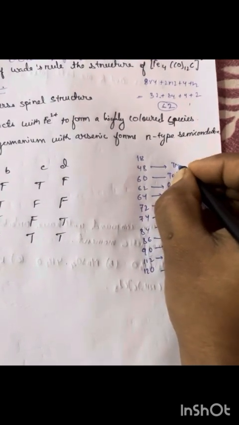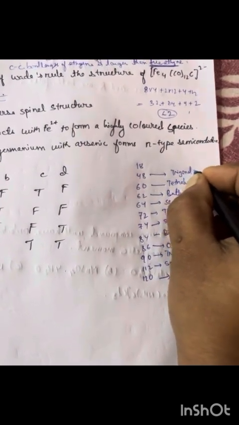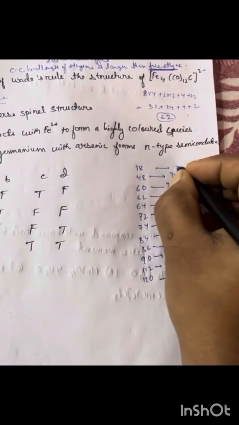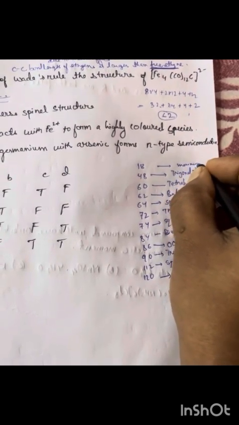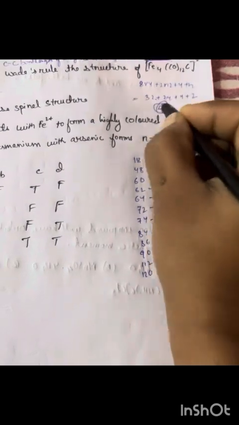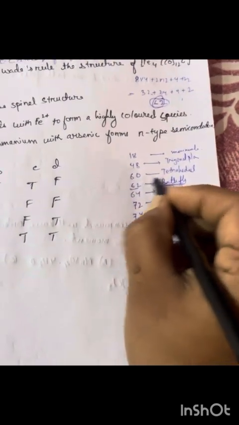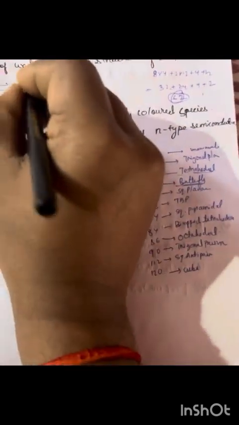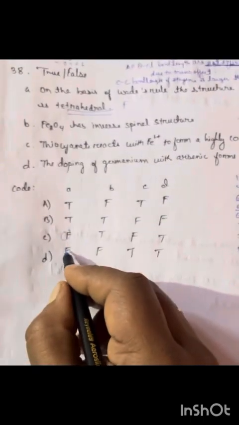This is trigonal planar. This is mononuclear. Now we have found 62. 62 is butterfly. 60 is tetrahedral. Therefore, this is false, right? This is false.